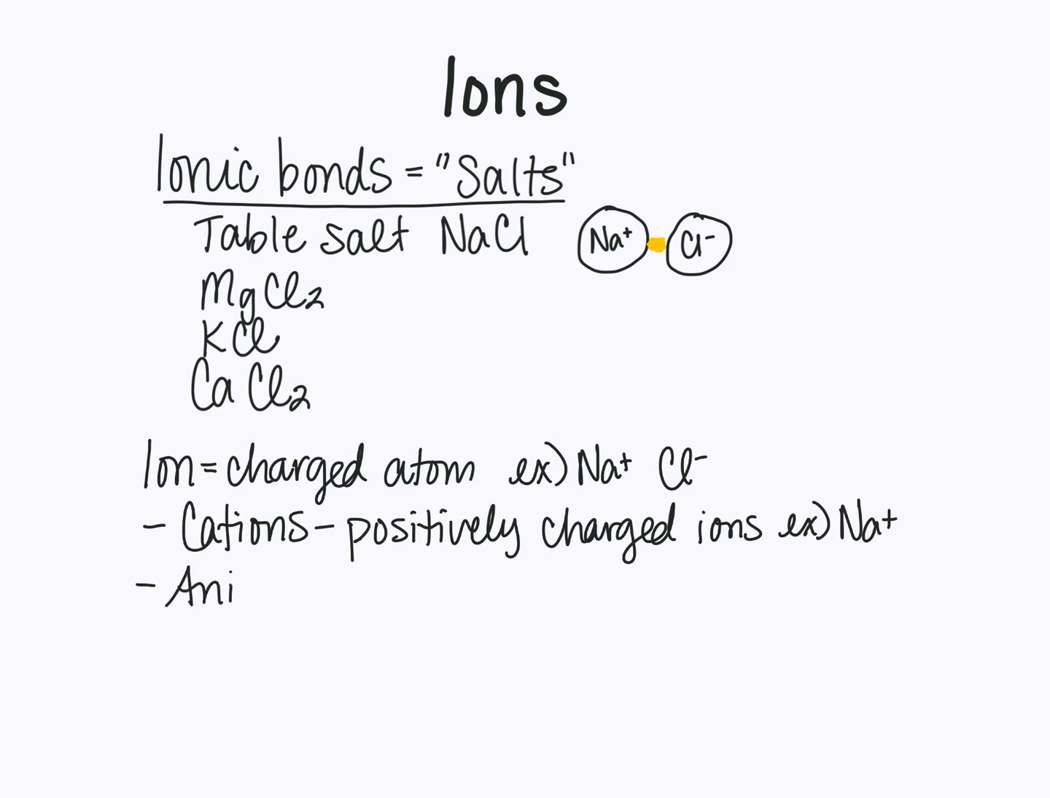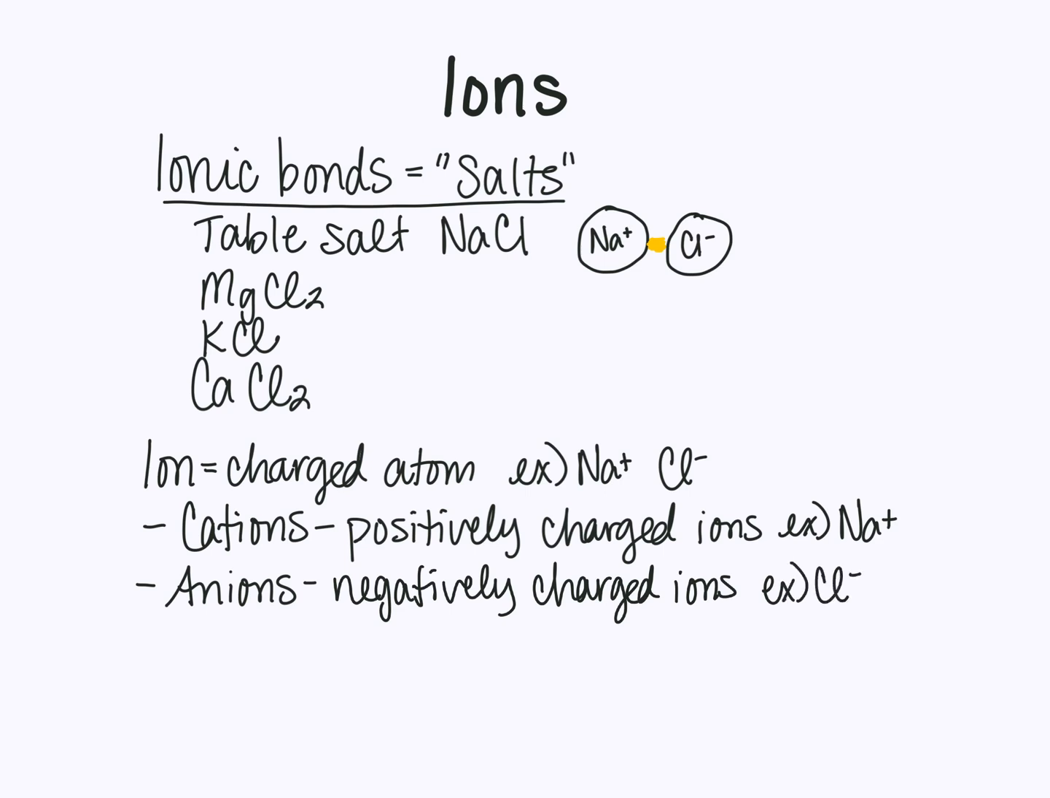and anions are negatively charged ions. For example, the chloride, Cl-. And one way that I remember the difference between the two is that if we look at cations, it has the word cat in it, and it is positively charged. So cations are positively charged, anions are the opposite, they're negatively charged.